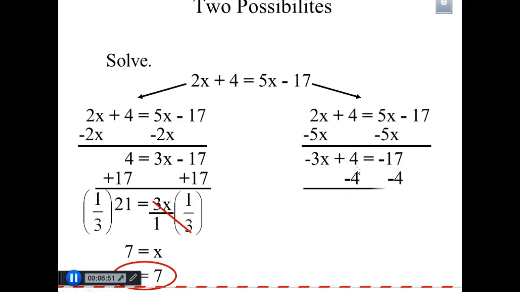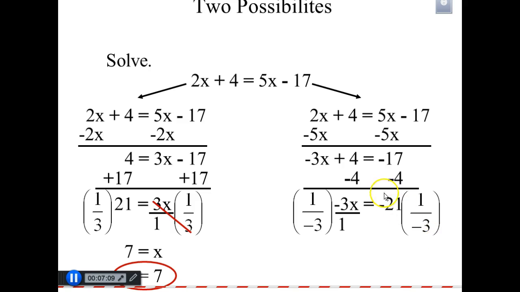We can subtract 4 on both sides, get that number over there. So here we got 21 equals 3x. Over here we have negative 3x equals negative 21. So very similar, right? And then when you do the last step, the negatives, negative 21 over negative 3 cancels out, and you do get positive 7.